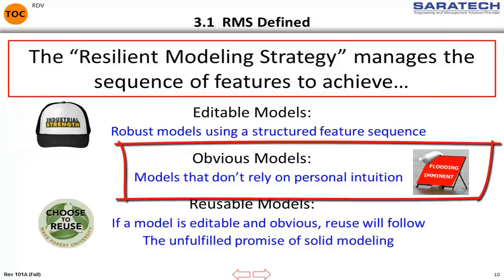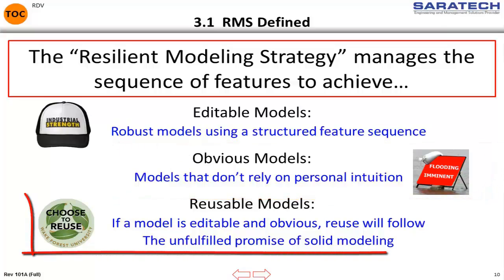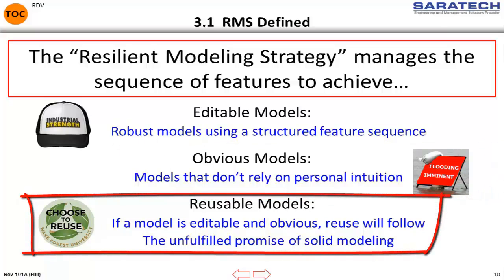Obvious models do not rely on intuition. Someone who has never met you and has no idea how you think should be able to inherit your models and make changes quickly and without any issues. If a model is editable, if a model is obvious, it is automatically reusable, and even better, it is likely to be reused.